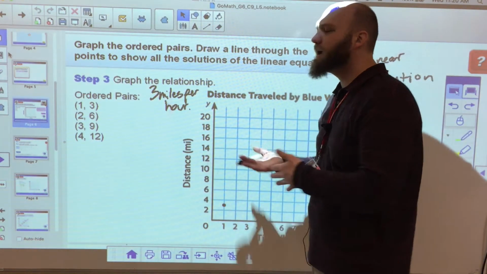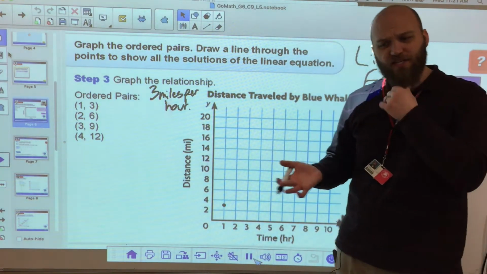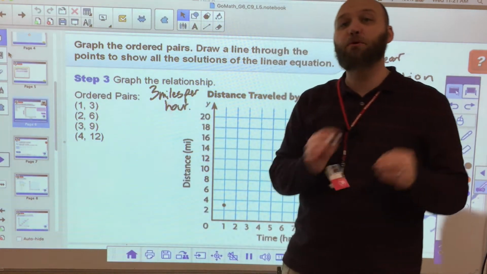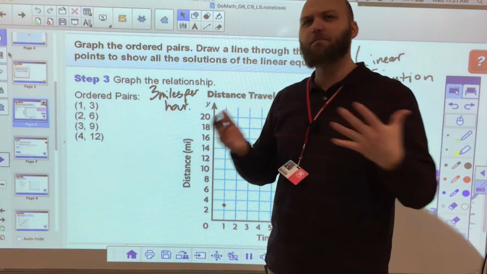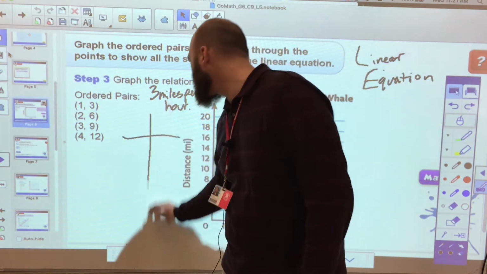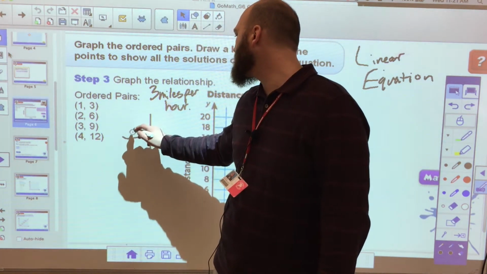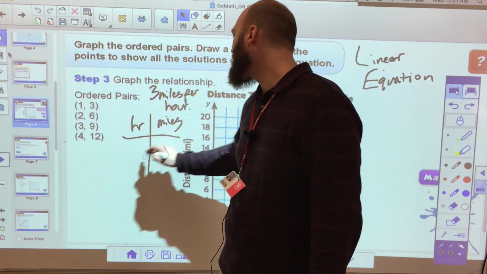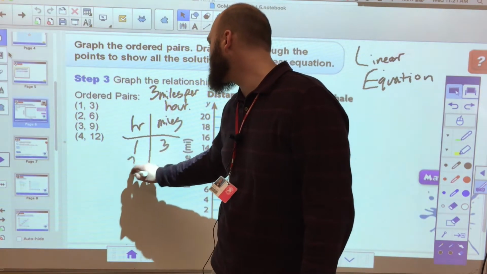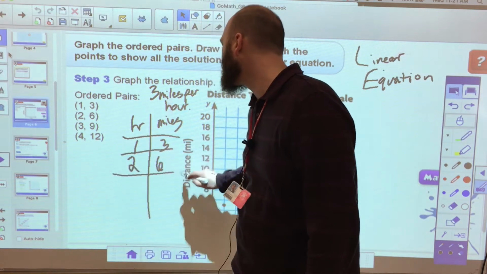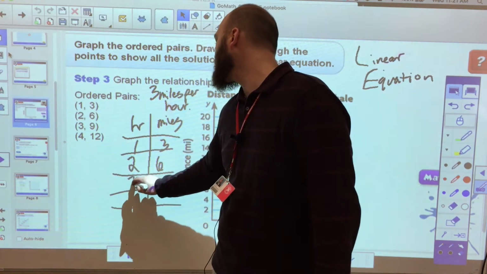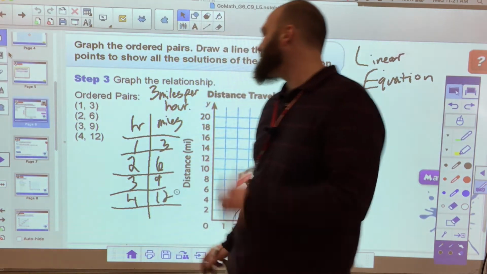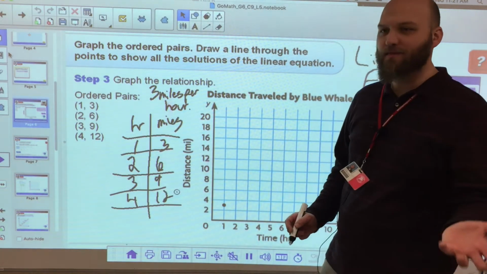Now, we're talking about whales in this particular example, which is the first example in your book. The whales swim at 3 miles per hour. I could make myself a table that would look something like this. So this is hours and miles. In 1 hour, it's 3 miles, 2 hours, 6 miles, 3 hours, 9 miles, and 4 hours, 12 miles. So there's my data. I understand that, right?